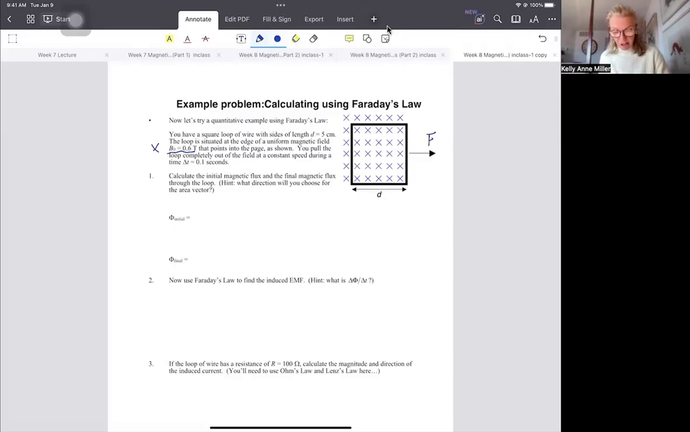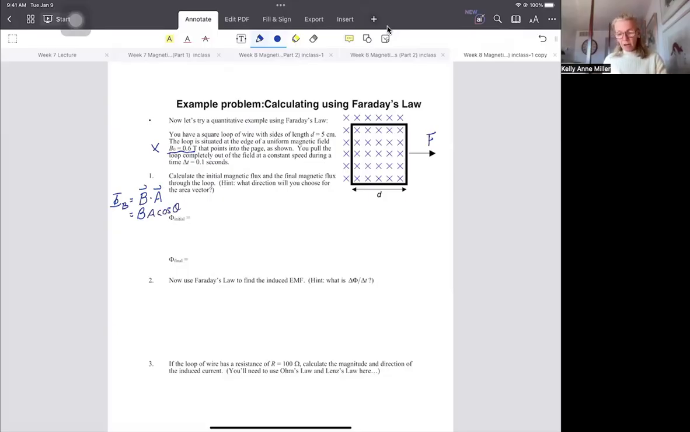Okay, so what we want to know first is the initial magnetic flux and the final magnetic flux through the loop. The initial magnetic flux is just going to be, well, let's write out the formula for flux again. It's just the dot product between the area and the B field. So another way of writing that is BA cosine theta.